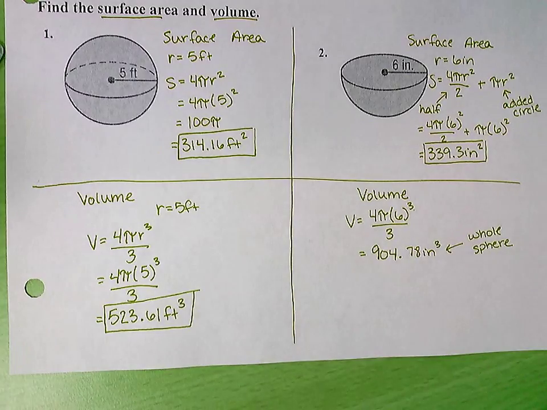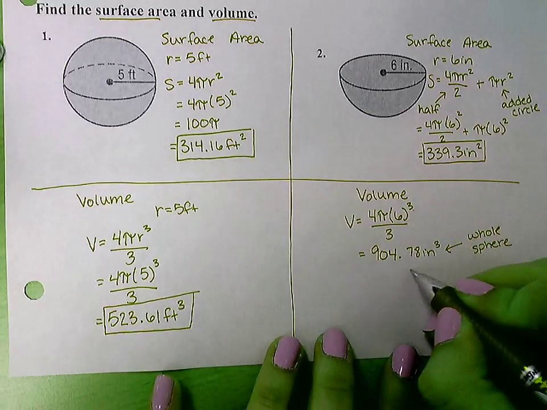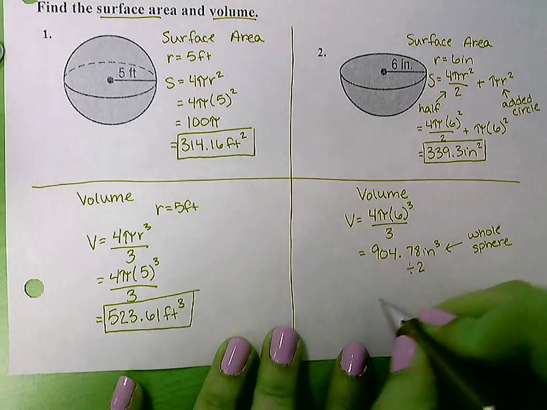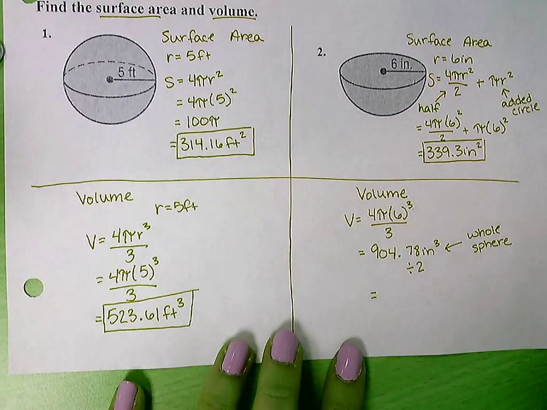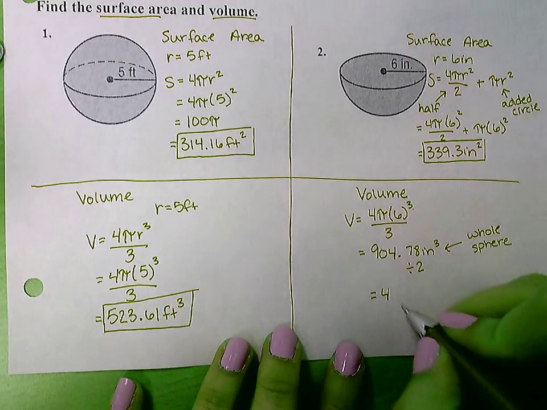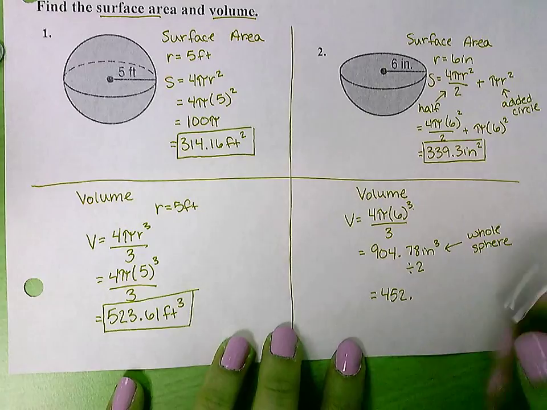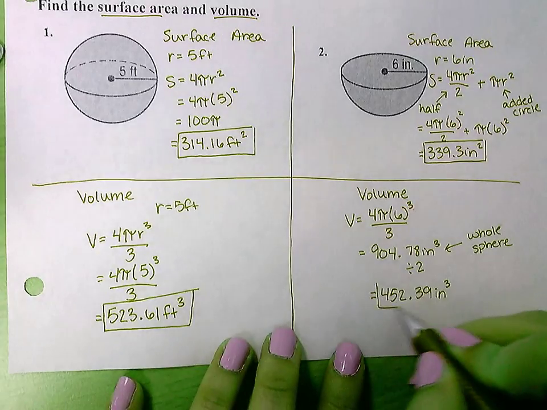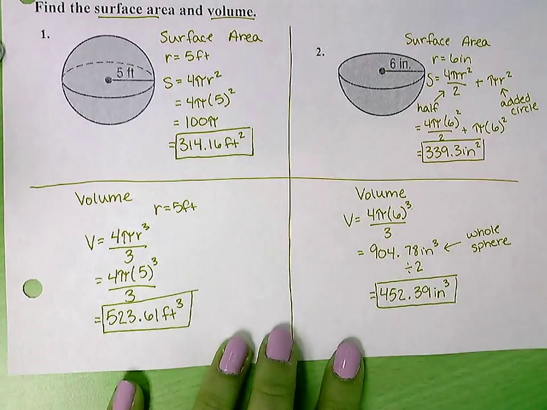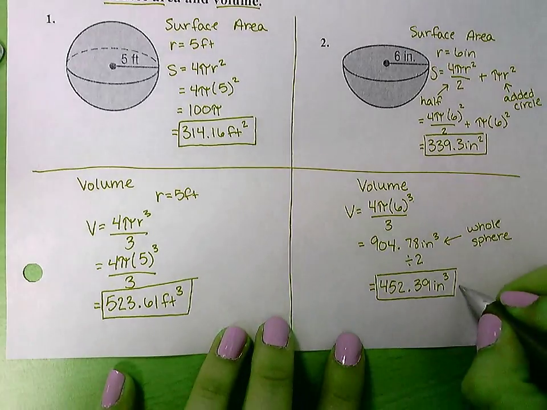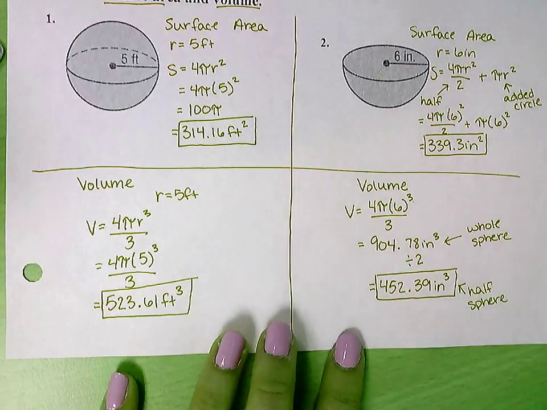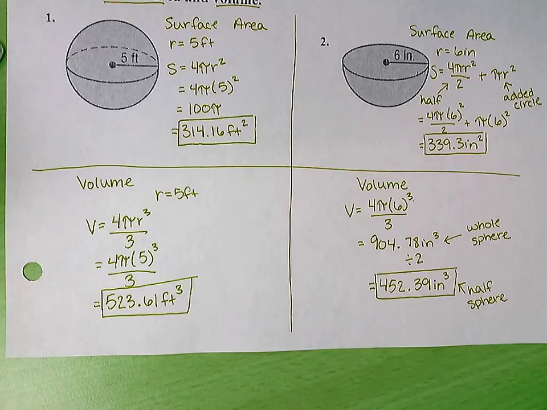Now after I find that volume, I can just divide it by 2 to find that half sphere, which is 452.39 inches cubed. Okay, and again, that would be the half sphere. Okay, questions on how I found the volume of number 2?